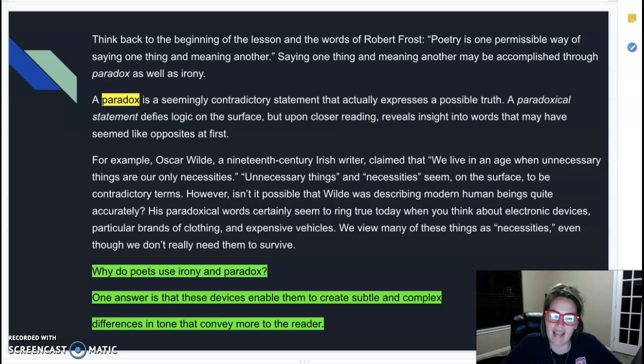So why do poets use irony and paradox in their writing? One possibility is that these literary devices enable authors to create more subtle, complex, or deep differences in tone that convey more meaning to the reader. When you think about this question, you should be thinking about author's purpose.